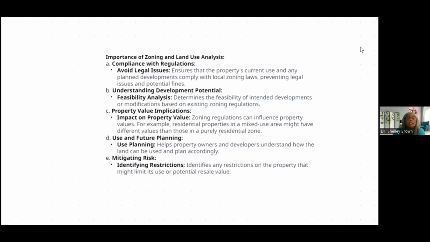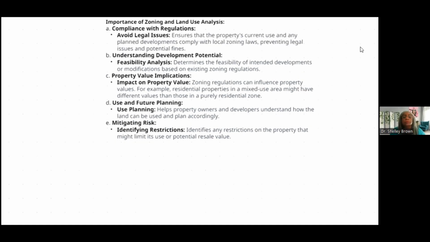Property value implications, impact on property value. So zoning regulations can influence property values. For example, residential properties in a mixed-use area might have different values than those in a purely residential zone. So you have to make sure that you're checking out the property values if you are in a community where there are mixed-use properties, like a strip mall or grocery stores or banks or anything like that. You want to make sure to check out how that's impacting your property values if you're purchasing like a single family residence.